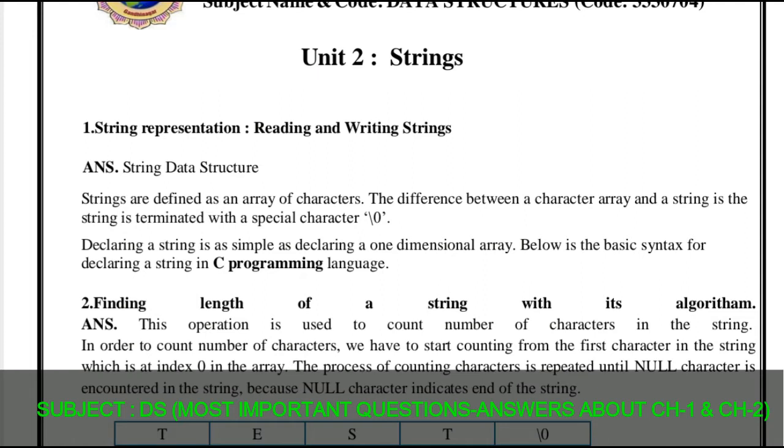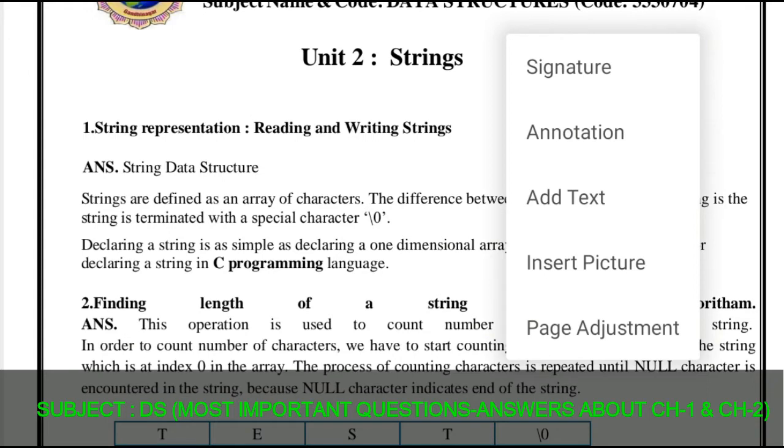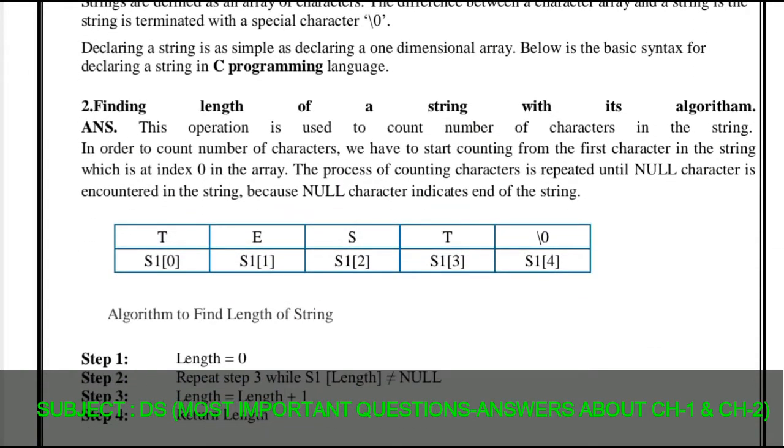So the answer to the second question is that this operation is used to count the number of characters in a string. In order to count the number of characters, we have to start counting from the first character in the string, which is considered index 0 of the array. The process of counting characters is repeated until the null character is encountered in the string, because the null character indicates the end of the string.